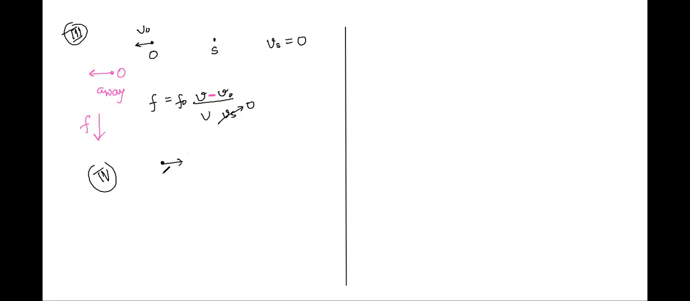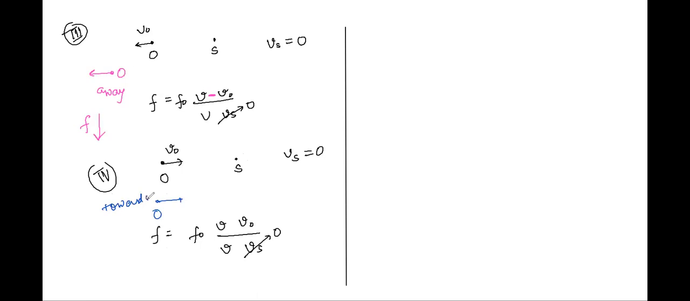In this case, the observer is moving towards the source and has a velocity V naught. Now again, I write F is equal to F naught into (V plus V naught) upon (V minus Vs). Let us decide about the signs. Here the source is stationary, so Vs will be zero. Since the observer is moving towards the source, what should happen? Frequency should increase. Absolutely correct. So what should I do? I should increase the numerator. Add to the numerator.